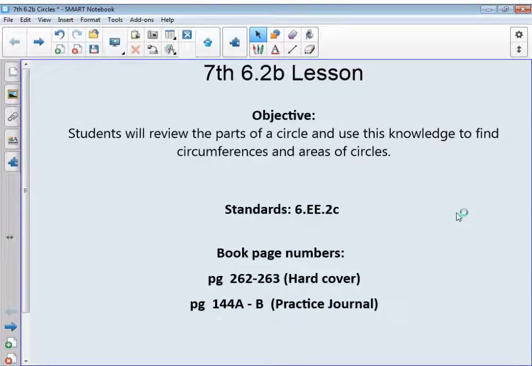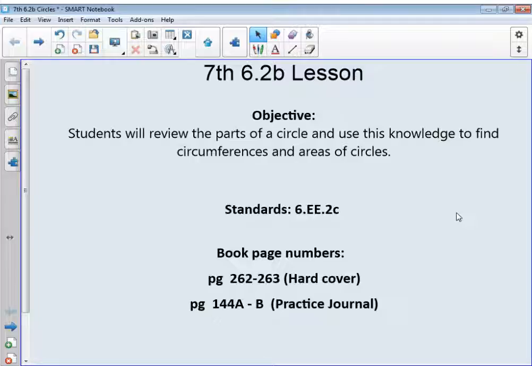This is 7th grade, lesson 6.2b. The objective: today students will review the parts of a circle and use this knowledge to find the circumference as well as the area of the circle. The standard covered is a review standard of 6.EE.2.C. This lesson is going to help us prepare for 6.3 when we're working with cylinders.